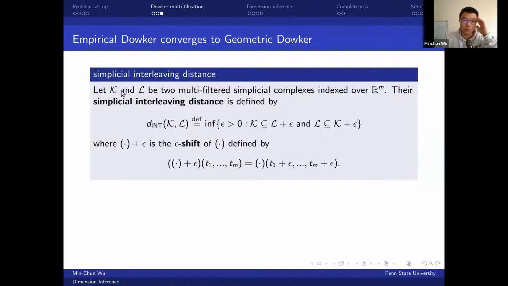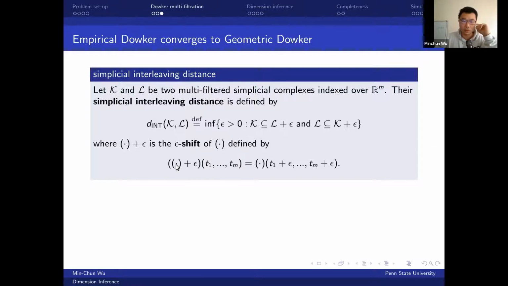So suppose we have two multi-filtrations, K and L, indexed over R^m. Then their simplicial interleaving distance is defined as follows. We take the infimum among all the epsilon where you shift the index of one and it can cover the other. So it is an infimum of epsilon greater than 0, where K is contained in L plus epsilon and L is contained in K plus epsilon. And this L plus epsilon or K plus epsilon is actually the shifting of the multi-filtration index.